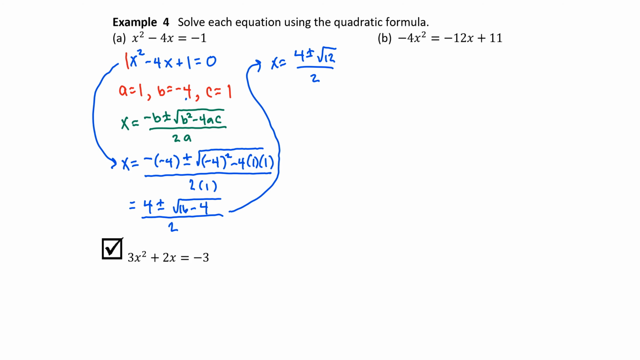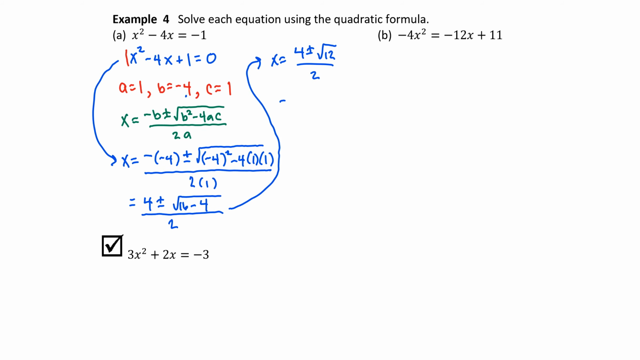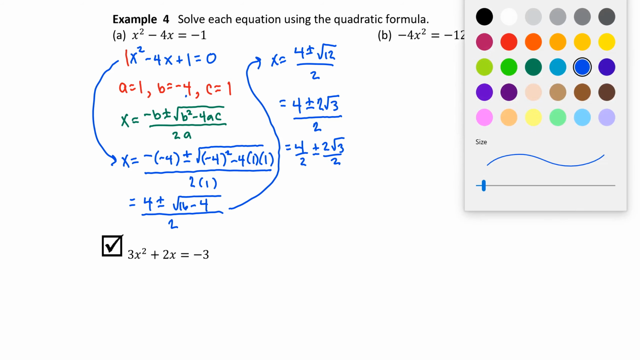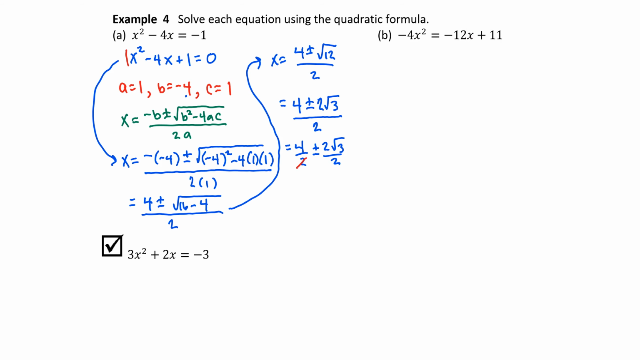Now remember, in section 2.1, we practiced simplifying expressions like this. Let's reduce the square root of 12. If I think of 12 as 4 times 3, then its square root would be 2 square root of 3. And then we're going to divide the whole thing by 2. At this point, we're going to be very careful to separate our fraction before we reduce. So I'm going to divide both of those terms in the numerator by 2 and then reduce by a factor of 2. 2 divided by 2 is 1, 4 divided by 2 is 2, and these 2's cancel. So our result is 2 plus or minus the square root of 3.